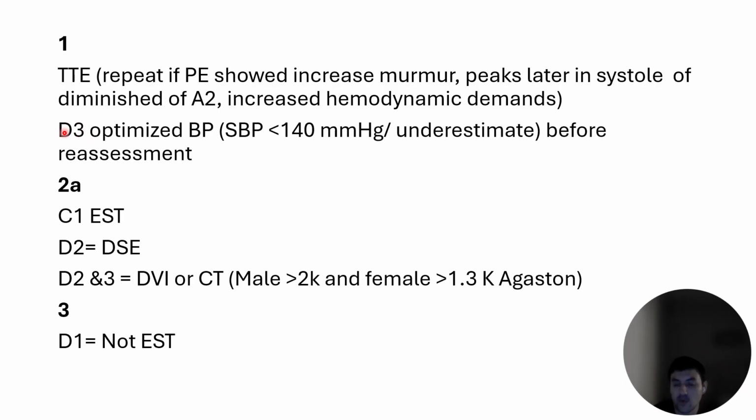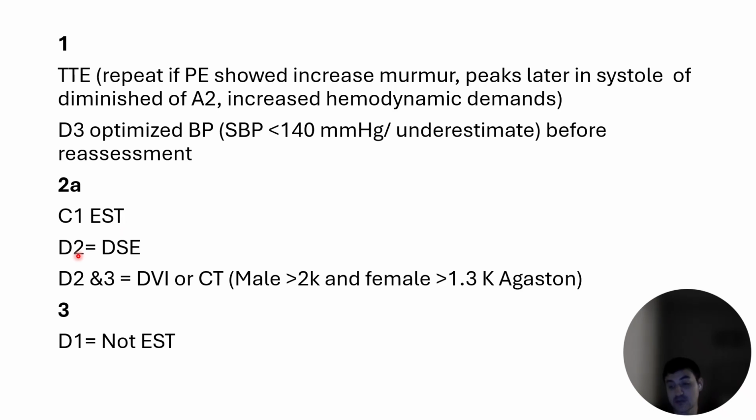Now, when you have D3, remember, it was a normal EF, low flow but normal EF, optimize blood pressure. Systolic blood pressure less than 140, usually underestimated. So optimize the blood pressure before reassessment. Why? This is the diagnostic part. 2A recommendation, C1. C1 was asymptomatic, so you do an exercise stress test to see if this patient has symptoms or not.